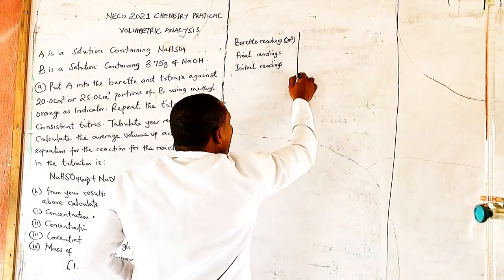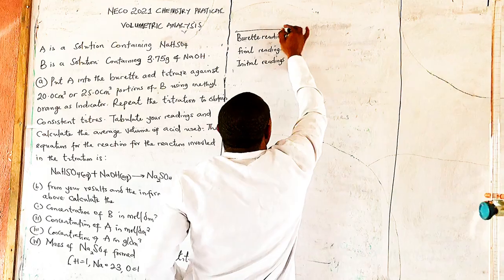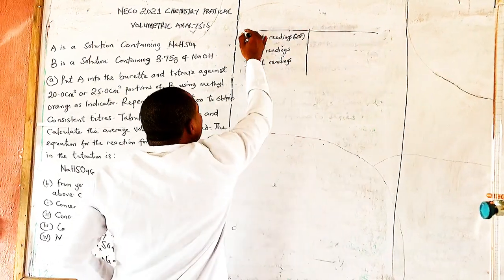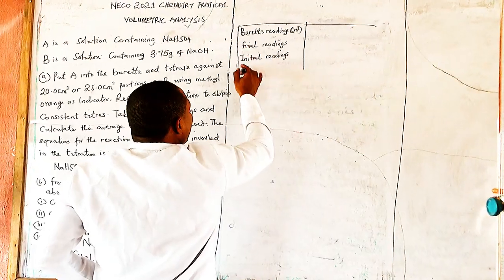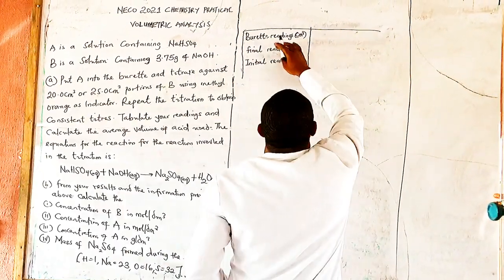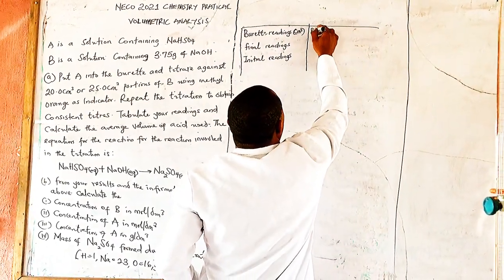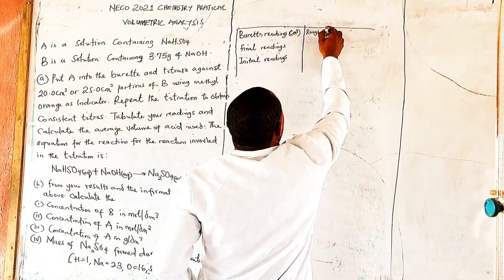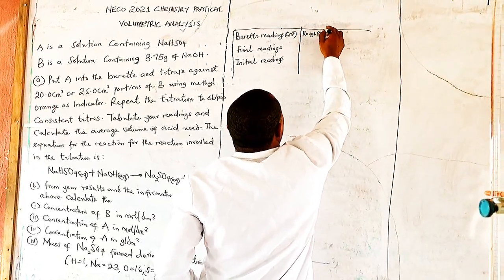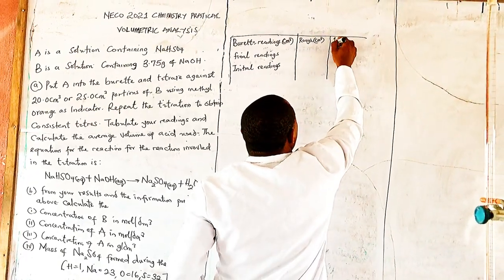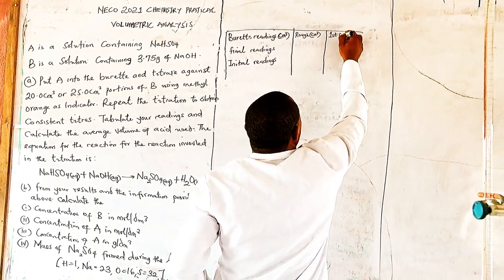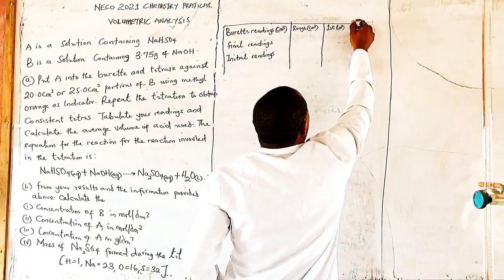Please use your ruler, the very straight table. Please don't be in haste. This is an exam. I want to actually minimize errors or mistakes. So we have burette readings. I can have my rough, in centimeter cube. Very important. I will have my first titer in centimeter cube.